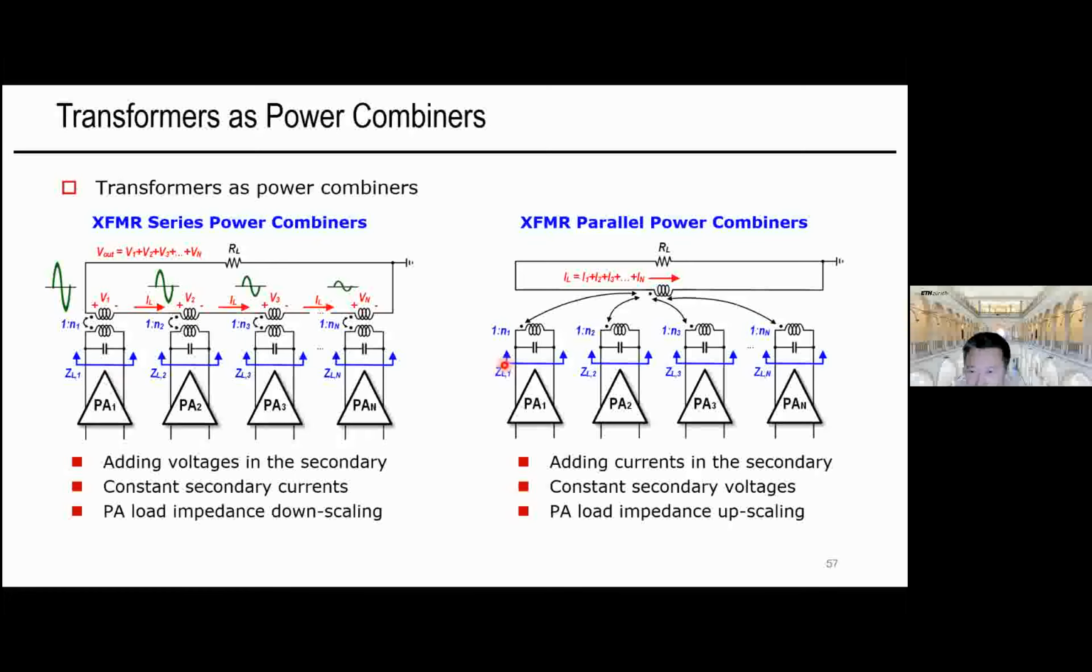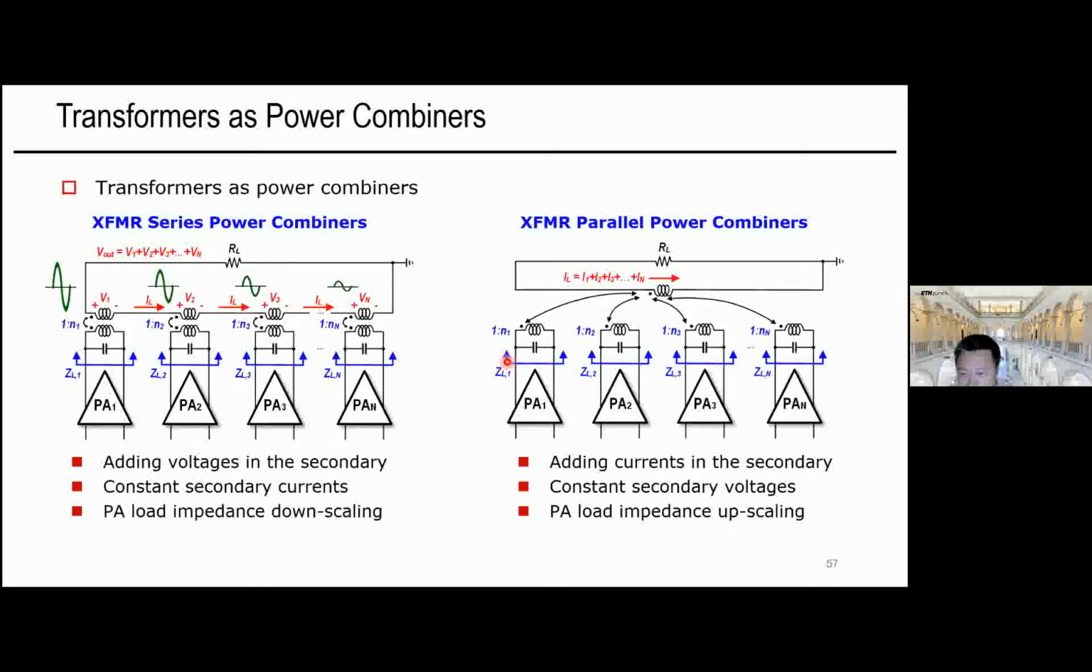In parallel, we can also perform parallel power combining by adding up all the output currents of the PAs in the configuration shown on the right. So in this case, the N PA branches are effectively combined in parallel, which enables a natural upscaling of the PA load impedance, right? So in this case, it is a circuit duality.